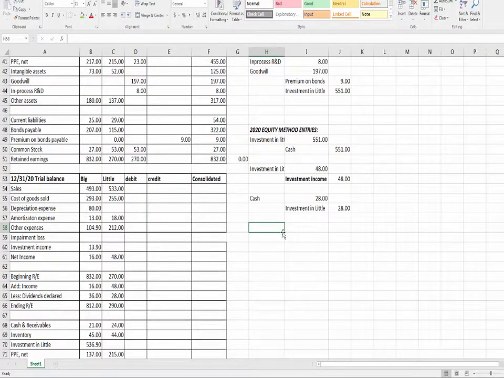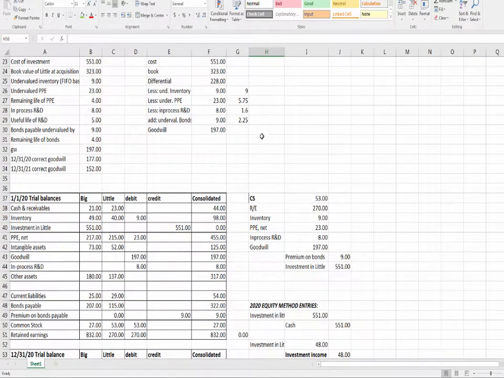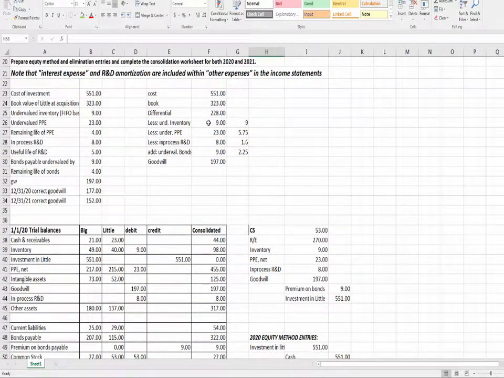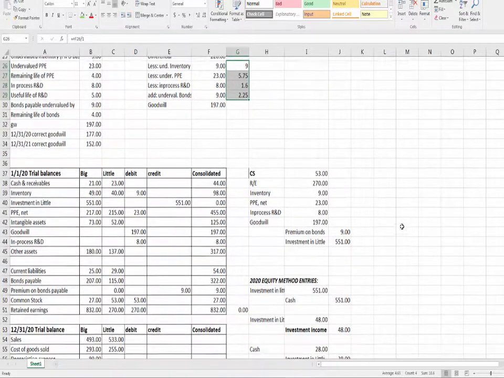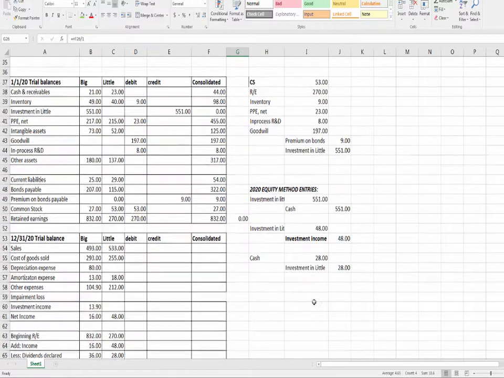Amortization. Again, we have 4 differential items with finite lives. Again, apologize for scrolling up and down like this. We have inventory that's going to be all written off right away. Property, plant, equipment is going to be written off at $575 per year. In-process R&D at $1.60 per year. Bonds written off at $2.25 per year. So we're going to have to record those 4 amortizations. This is a 100% owned subsidiary, so we're going to record 100% of those various values.